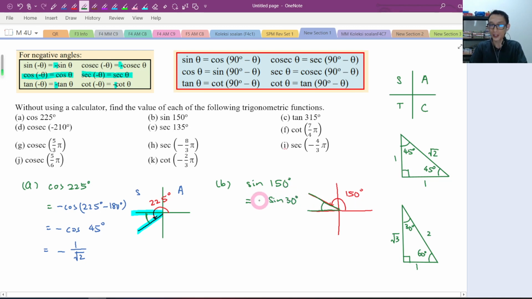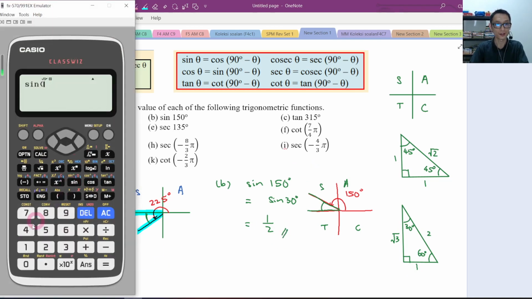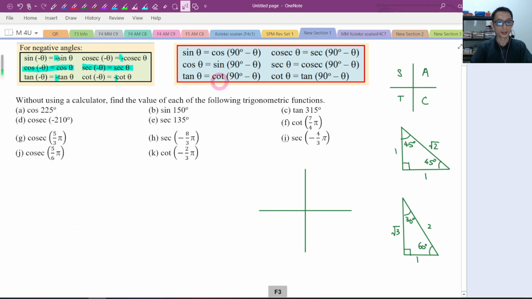Next step, should we add a negative sign? A, S, T, C. This quadrant sine positive, right? So we don't have to add a negative sign. Just keep it like this. Then just refer to this triangle as OH, 1 over 2. If you want to double check, you can press the calculator. Sine 150 degree is equal to 1 over 2.